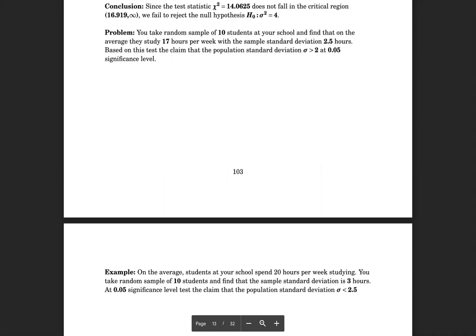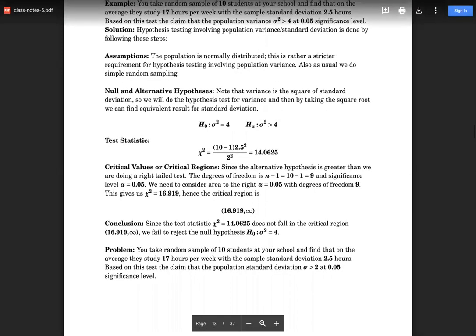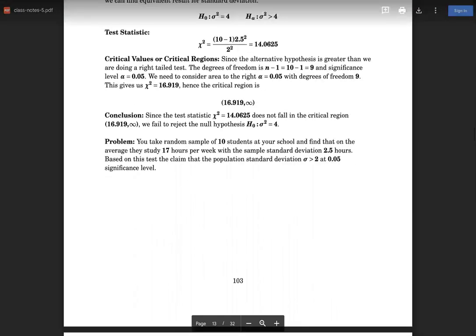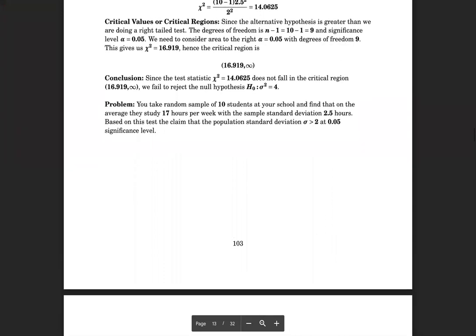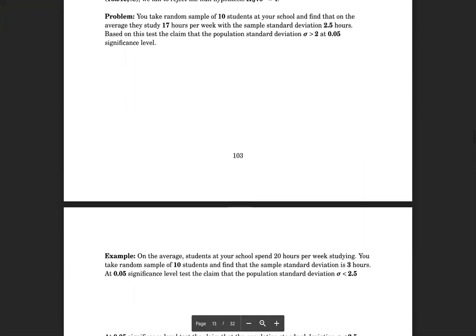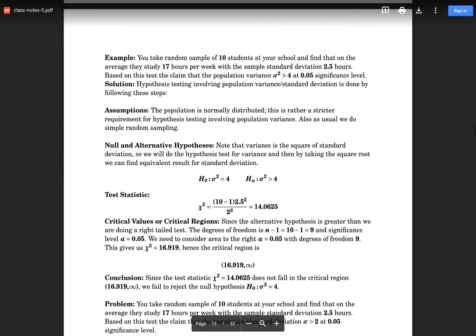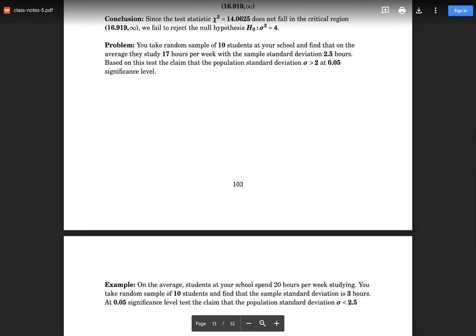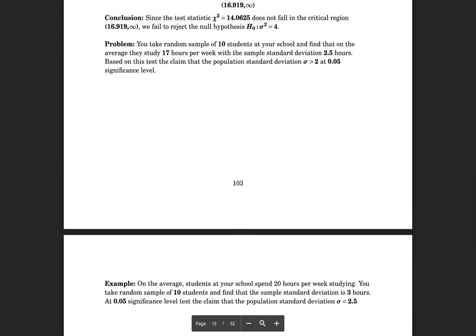Now this time, is it the same problem, by the way? Oh, it is the same problem, looks like. It's the same problem with 0.05 significance level. Is it 0.05? This time you test sigma greater than 2.